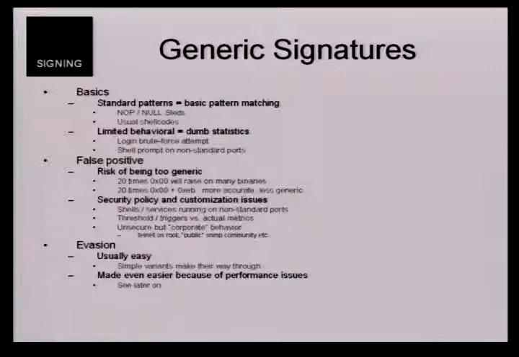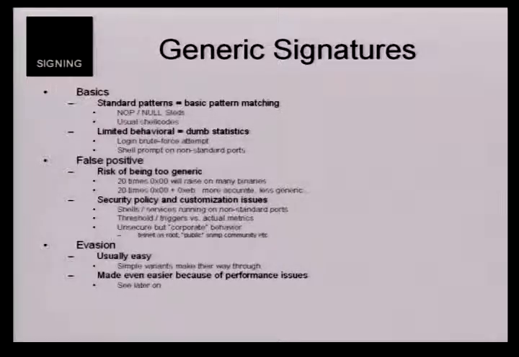Talking about some generic signatures. We've got very basic and standard patterns, like NOP sleds, null sleds, all the usual shellcodes. We saw this kind of very limited behavioral detection, which is just dumb statistics. And here, the problem is false positives. If you're too generic, you're going to generate a lot of false positives, and then you're not going to activate this signature.